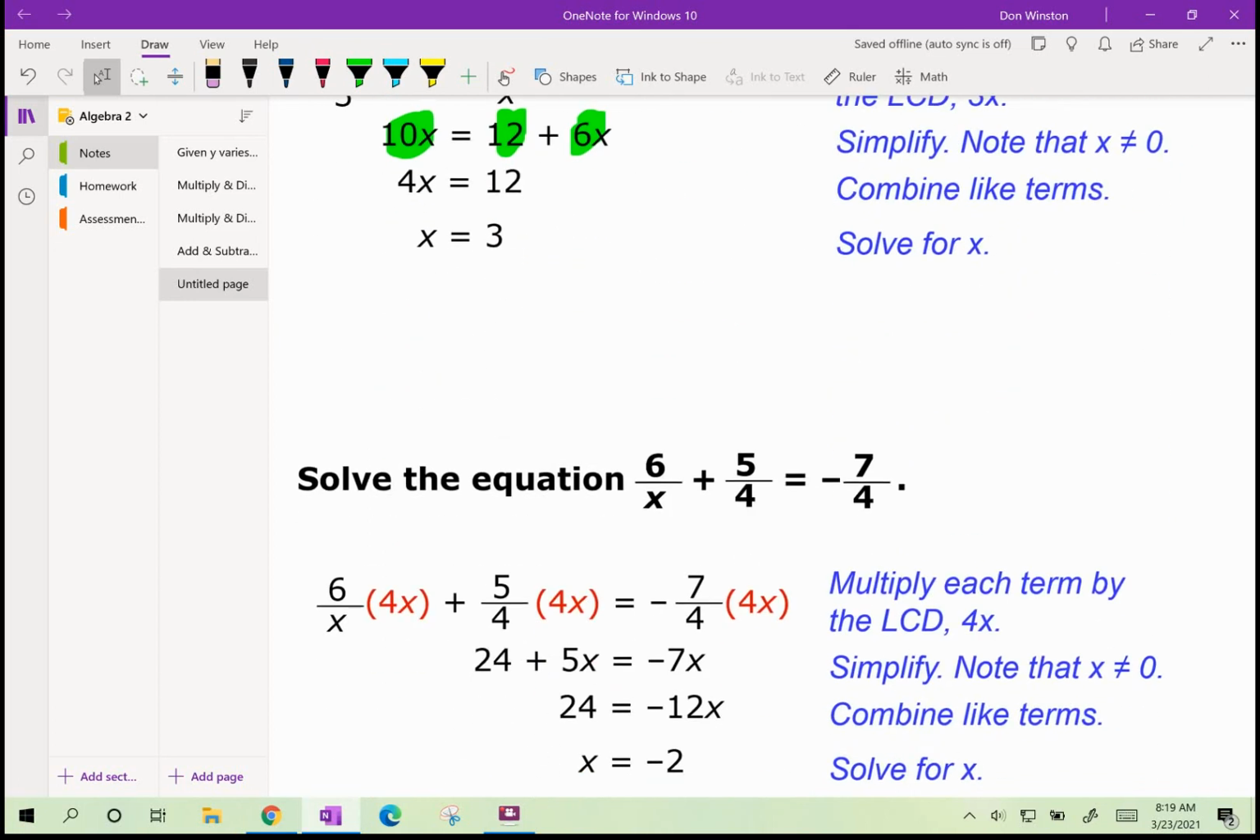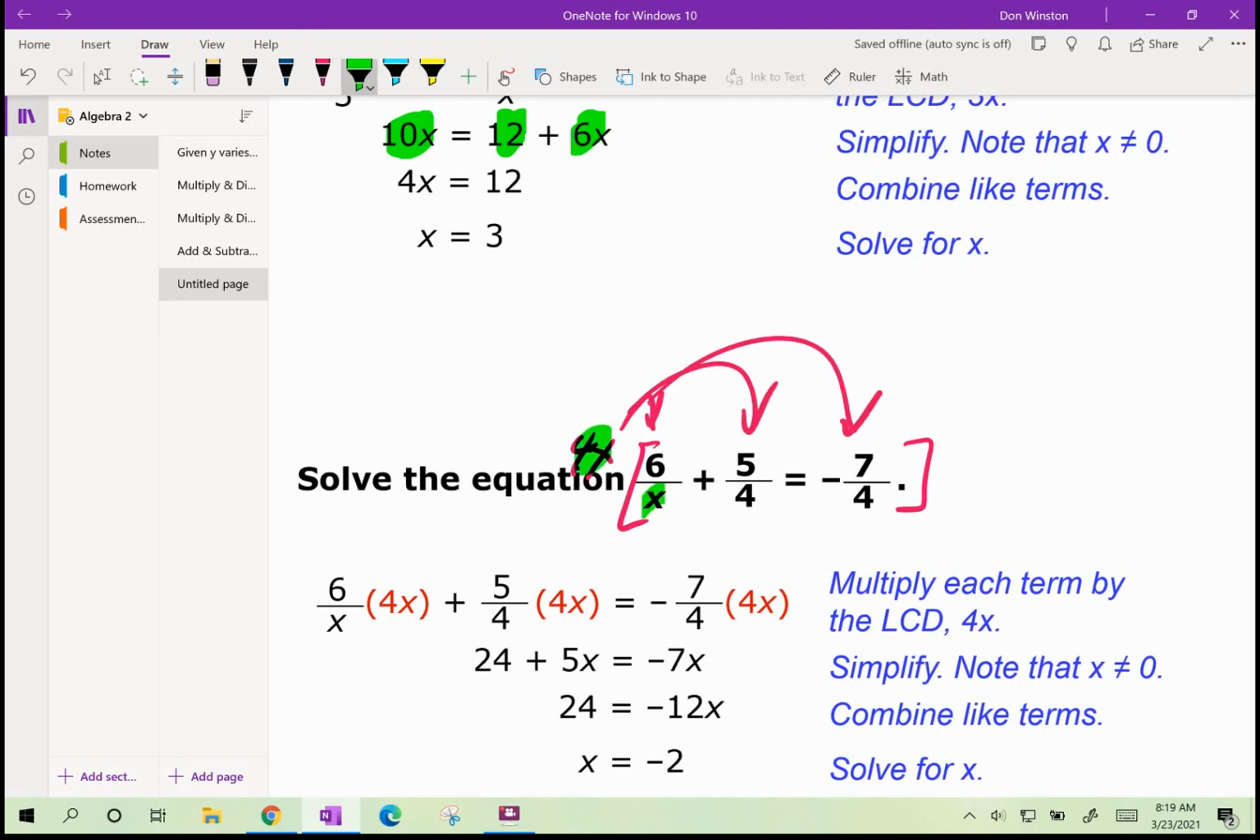Let's look at the next one. Here everything is written as a fraction. My LCD has to include the x and the 4, so my LCD is going to be 4x. I'm going to multiply the entire equation by 4x and distribute to each term.